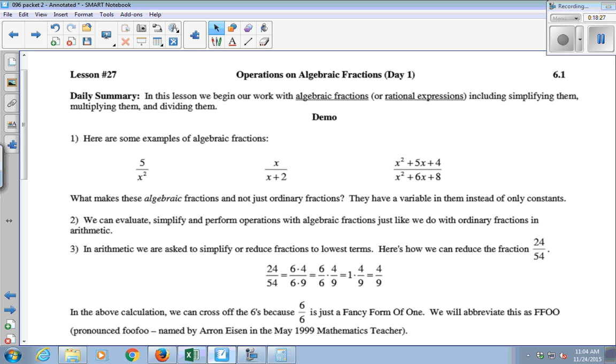Okay, so in this lesson, we're going to begin our work with algebraic fractions or rational expressions, which means we're going to be able to simplify them, multiply them, and divide them. Okay, so these are just fractions that have x's in them.